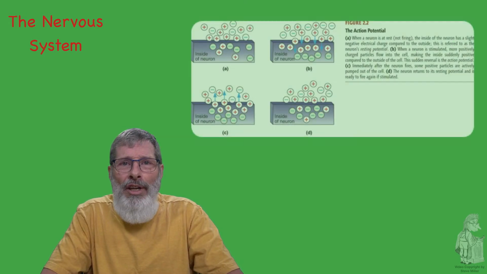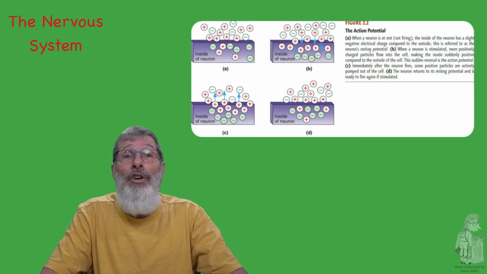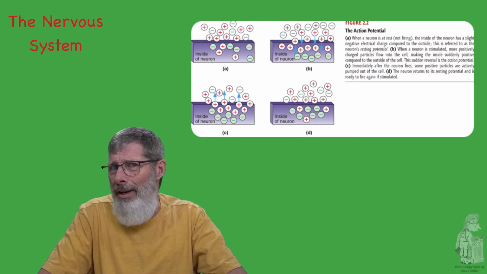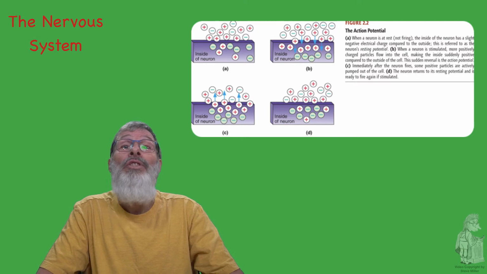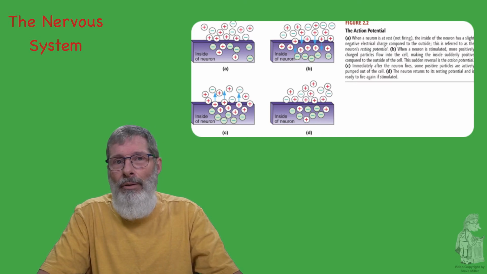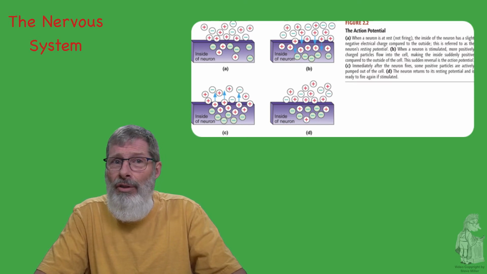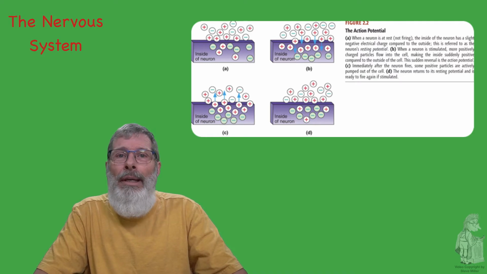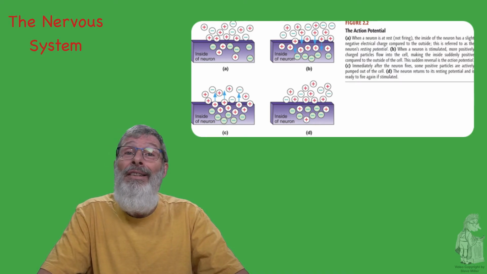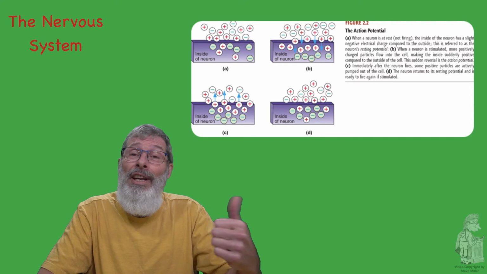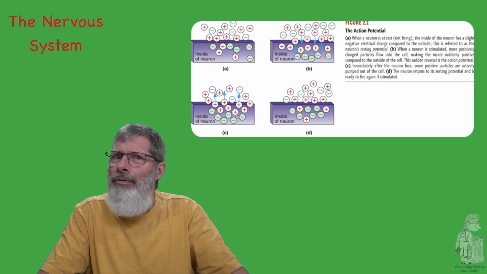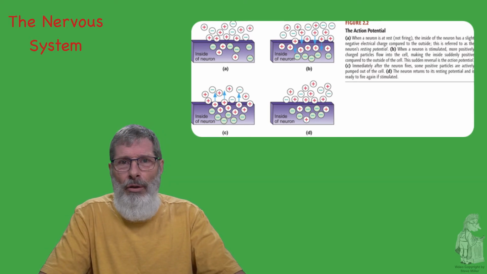The action potential is the firing of a neuron that results when the charge within the neuron becomes more positive than the charge outside the cell's membrane. So when the neuron is at rest, it's not firing, the inside of the neuron has a slight negative charge compared to the outside. This is referring to the neuron's resting potential.